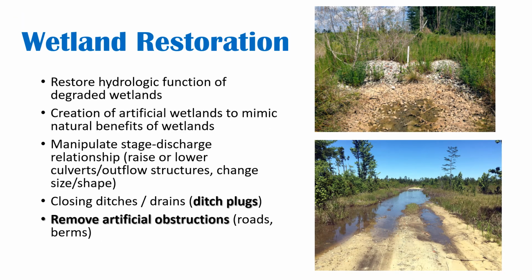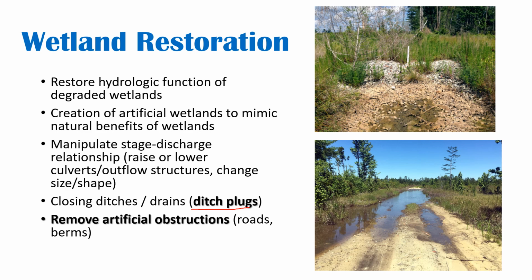So even though there have been human-induced changes to hydrology of wetlands, sometimes that cause degradation, the module briefly went into what you can do to help restore wetlands. You can restore the hydrologic function, you can create artificial wetlands, you can also manipulate the stage discharge relationship by lowering or raising culverts or outflow structures, and you can also change their shape and size. Another thing you can do is plug ditches.